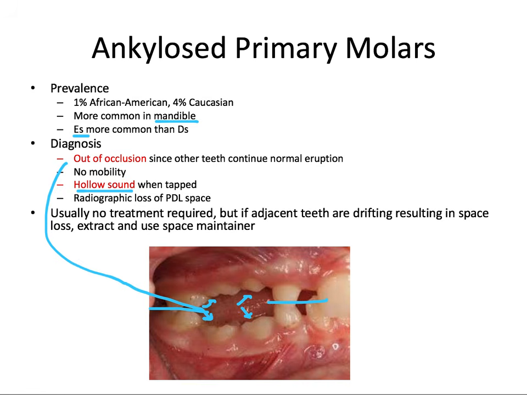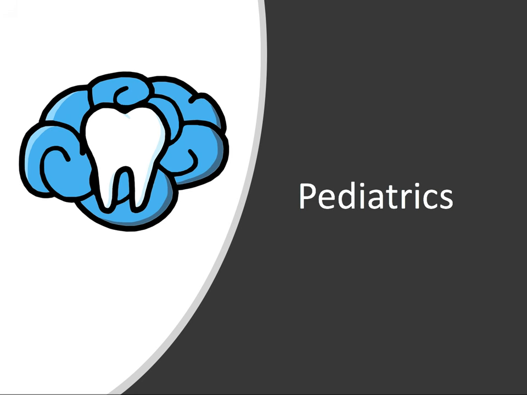So what can we do about an ankylosed primary molar? Well, usually there's no treatment required, and the general recommendation is to await normal exfoliation of the infraoccluded primary teeth. But if adjacent teeth are drifting and tipping, resulting in space loss and loss of arch length, well, then we can extract those primary teeth and put in a space maintainer to hold that space, which should be the motto for this video: hold that space, because that is what we're trying to do with space management.